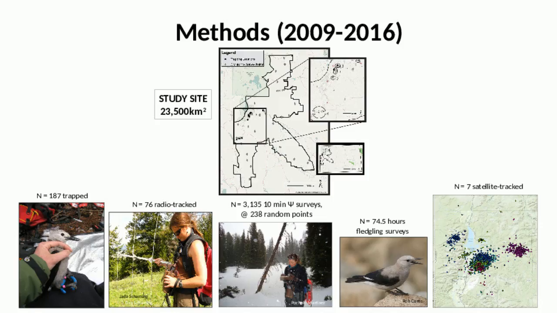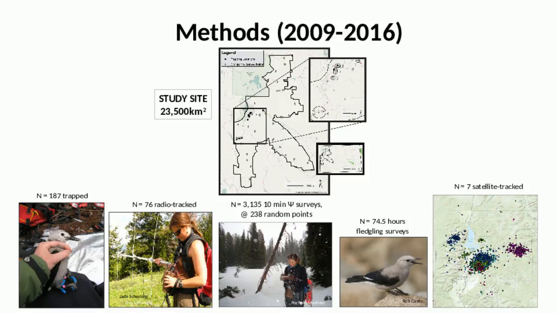So, since 2009, I've been working throughout the entire greater Yellowstone. This is a map of Wyoming, and my study area is outlined in black. I've been working in Bridger-Teton National Forest, Shoshone National Forest, and Grand Teton National Park primarily. I've conducted occupancy surveys throughout all of those areas, but I've focused most of my trapping and radio tracking northeast of Jackson. So I've trapped 187 nutcrackers.